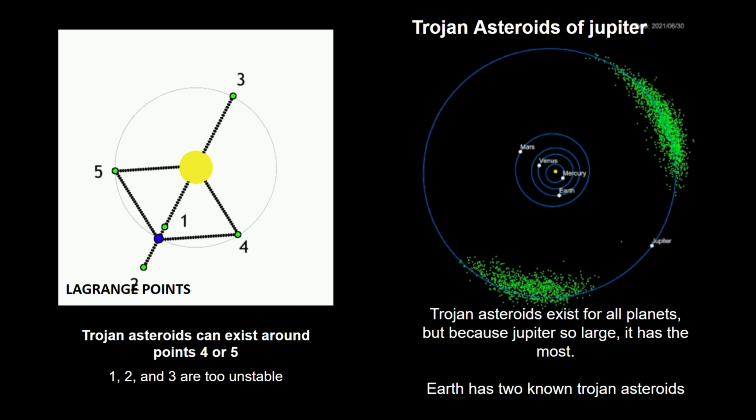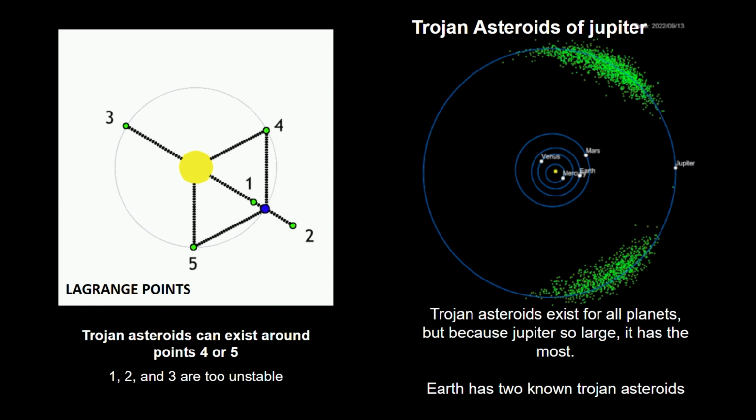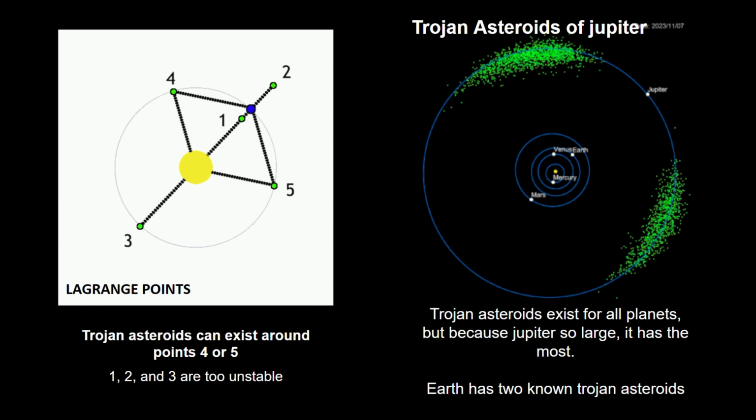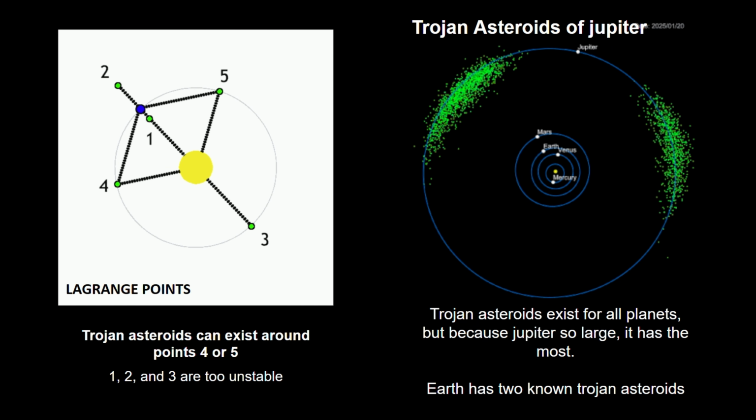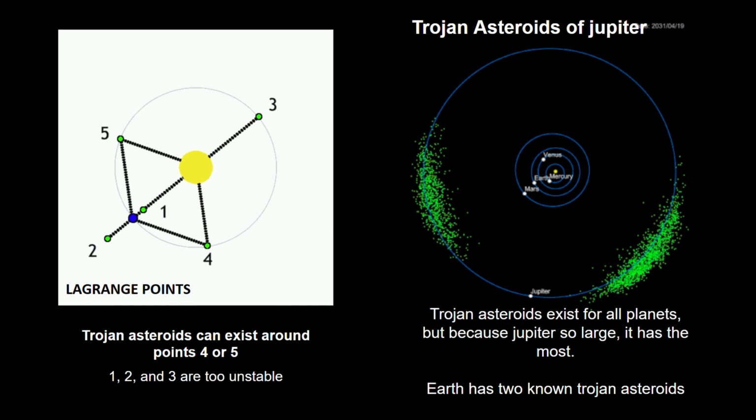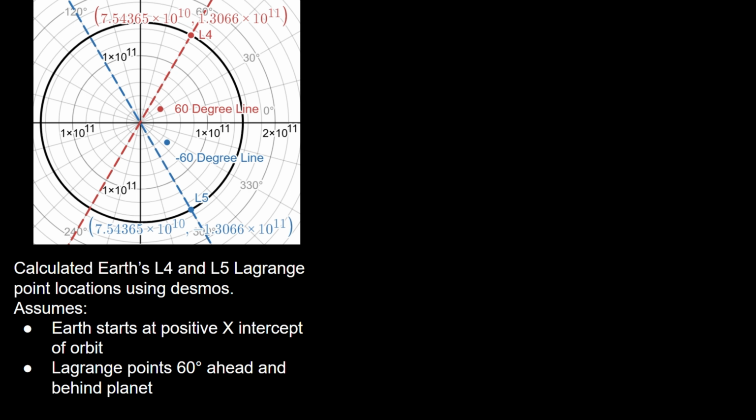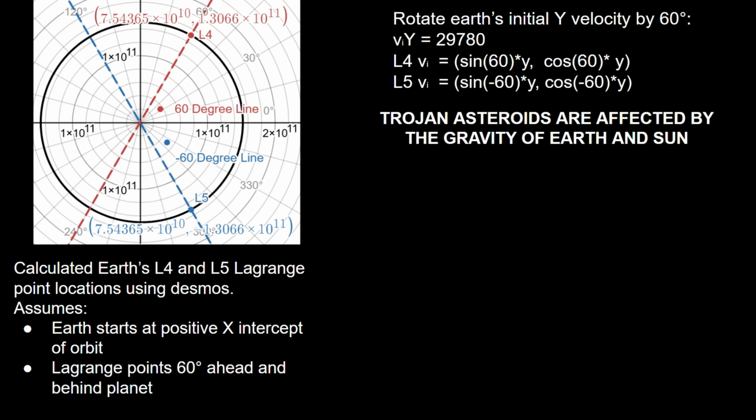Trojan asteroids specifically exist on either the L4 or L5 Lagrange points, which are located 60 degrees ahead of or behind an orbiting planet. To see if our simulation could model this, we first calculated the initial positions of the Lagrange points of Earth using Desmos. Then, we did some vector math to rotate the Earth's initial velocity to get a rough estimate of the velocity of the asteroid at that point.